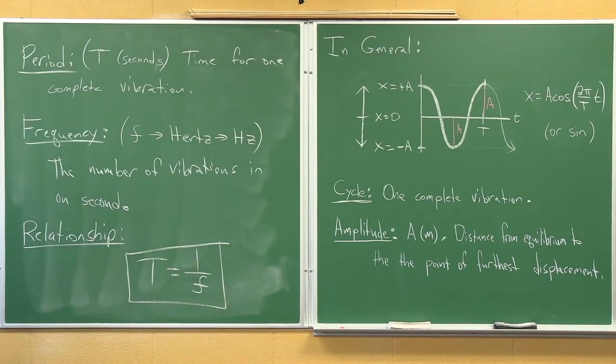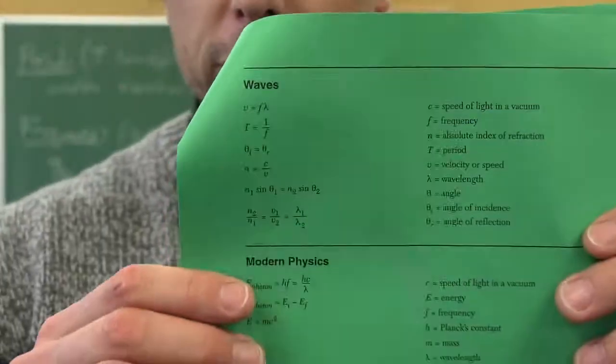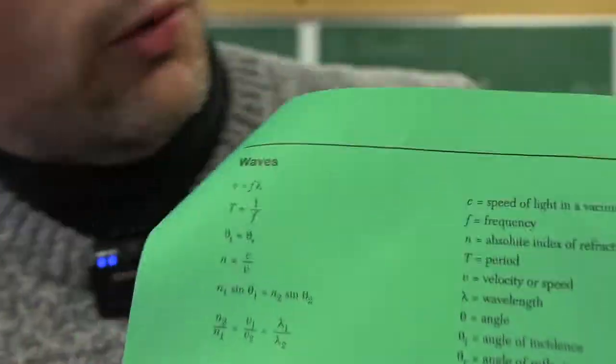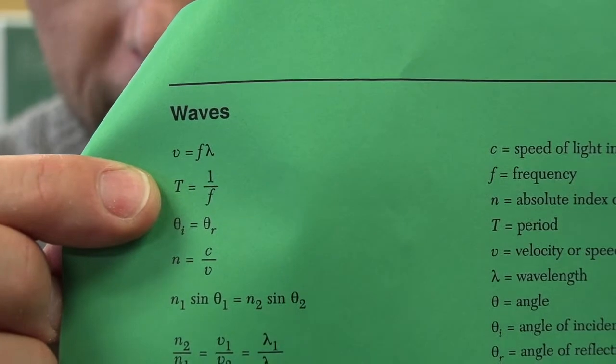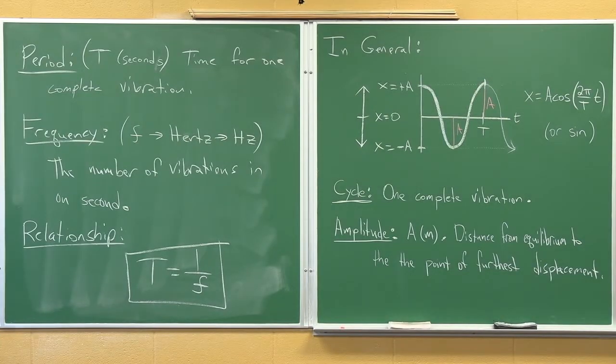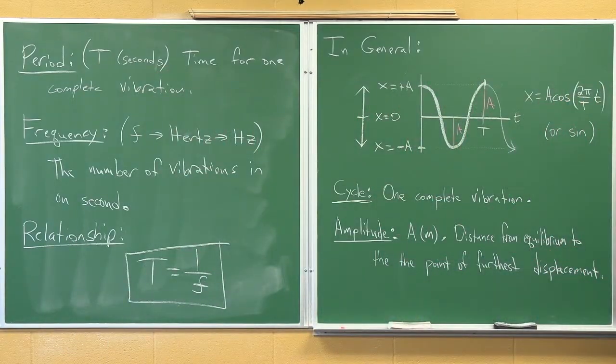This formula is actually on the reference table. We're in a new section here on page 5, and you see the wave section here. Right here is this formula that I just wrote on the board, T equals 1 over f. Period is 1 over the frequency. All right, so let me create a pause to give you a chance to copy these notes down.